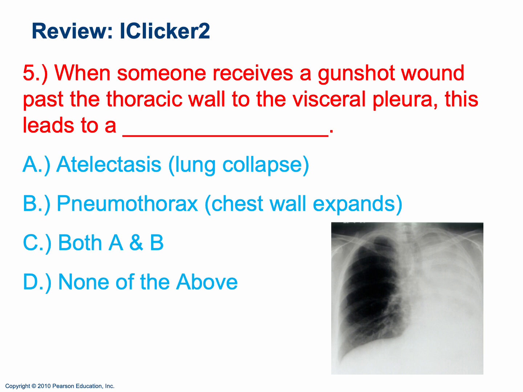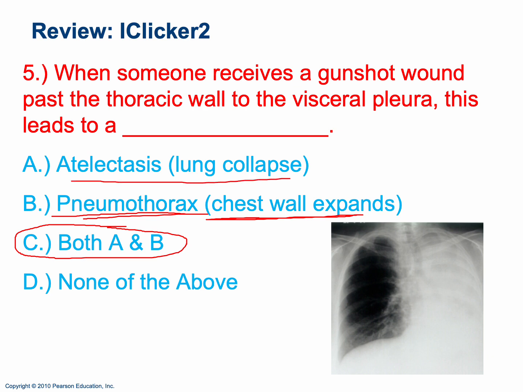Number 5. When someone receives a gunshot wound past the thoracic wall to the visceral pleura, this leads to a what? So what would be the correct answer here based off these choices? All right, and the correct answer here, I would go with choice letter C. Both A and B would be correct. Okay, so first the patient would have the pneumothorax. The air comes in, and that's going to lead to that chest wall expanding, the pressure changes from that difference of 4 units to it's equalized, and that ultimately leads to the effect of the atelectasis. So pneumothorax happens, then the lung collapse, atelectasis. So that's kind of how that works.